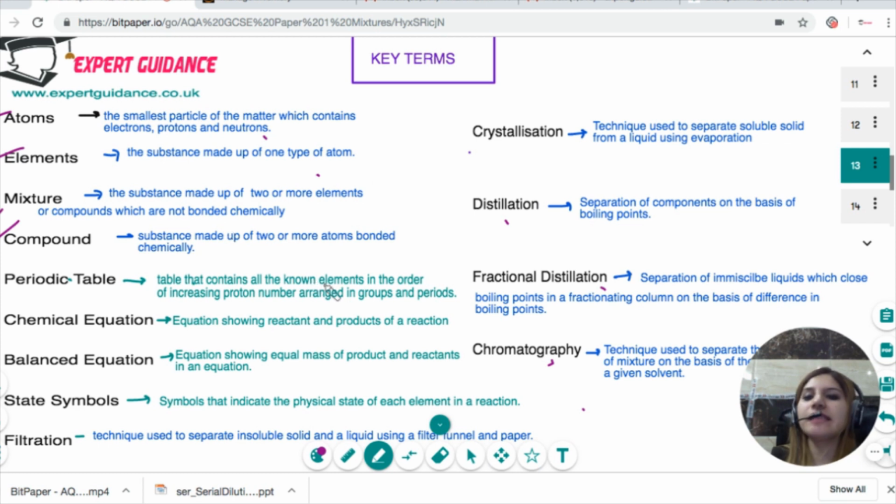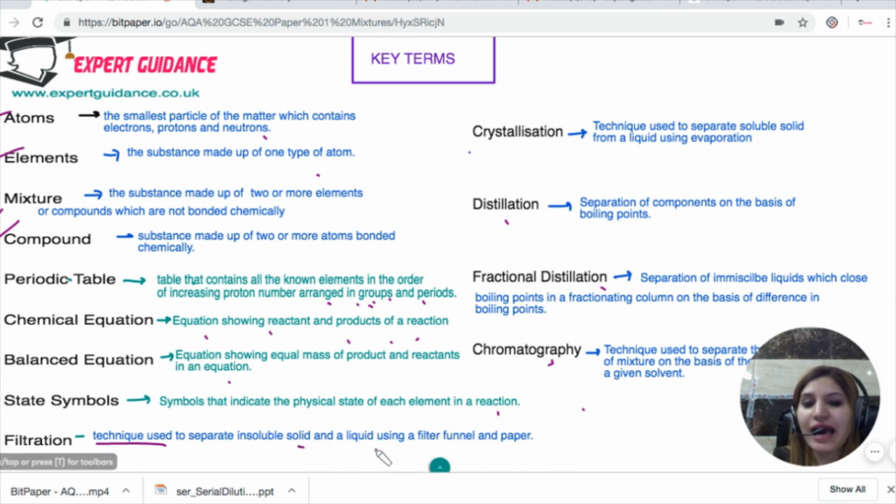The periodic table is a table that contains all the known elements in the order of increasing proton number, arranged in groups and periods. A chemical equation shows the reactants and products of a reaction. A balanced equation shows equal mass of reactants and products in an equation. State symbols indicate the physical state of each element in a reaction, namely solid, liquid, aqueous, and gas. Filtration is used to separate an insoluble solid and a liquid using a filter funnel and filter paper. Crystallization is a technique used to separate a soluble solid from a liquid using evaporation.